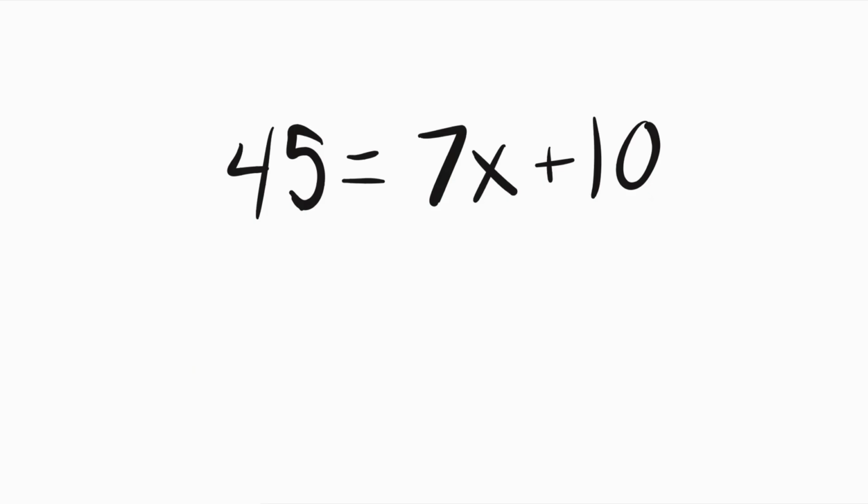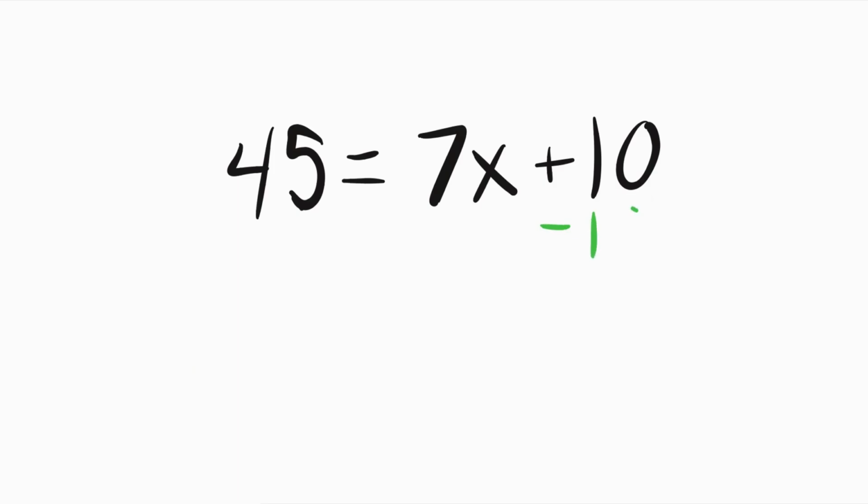In this one, we have 45 equals 7x plus 10. Now again, don't get all tripped up because the variable x is on the right side, and the plus 10 is on the right side as well, and then the 45 is on the left side. It's no big deal. It all works the same way. So we have 45 equals 7x plus 10. And what do you think we're going to do first?